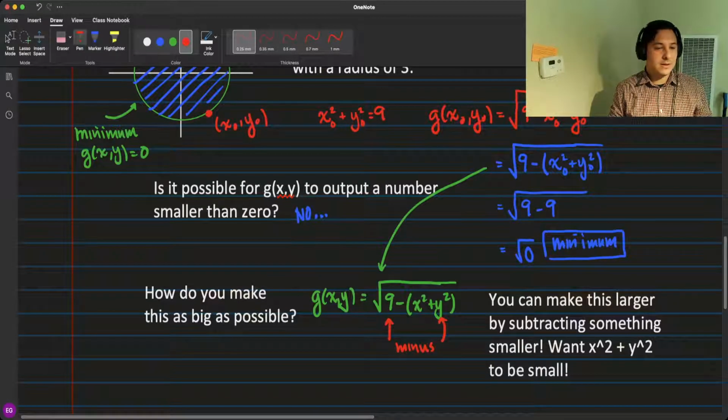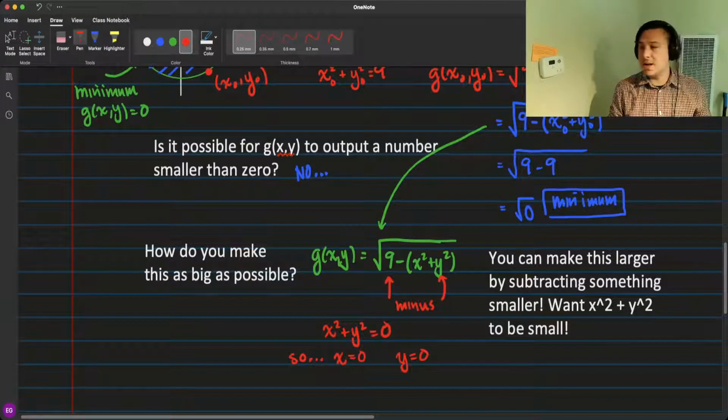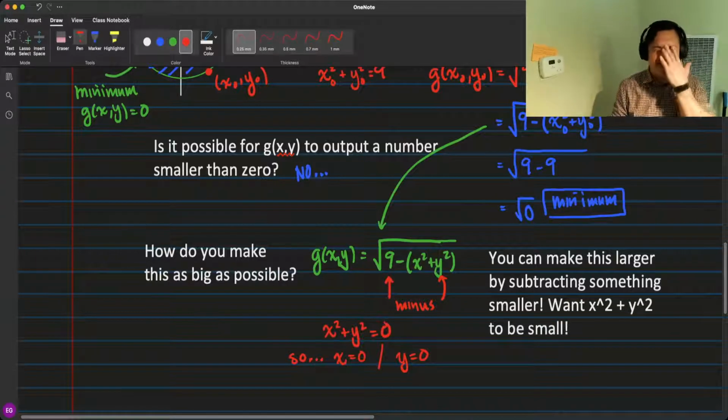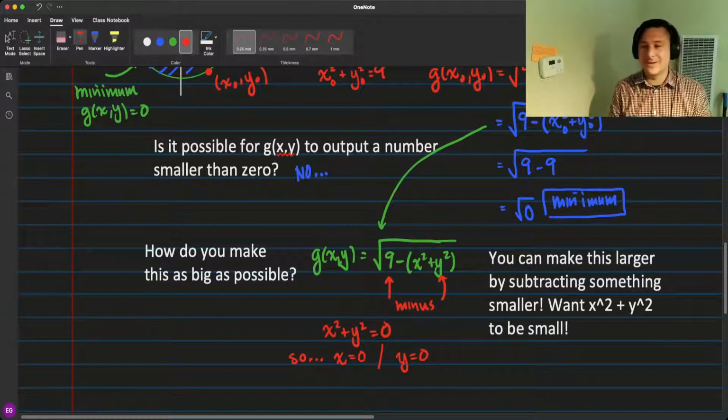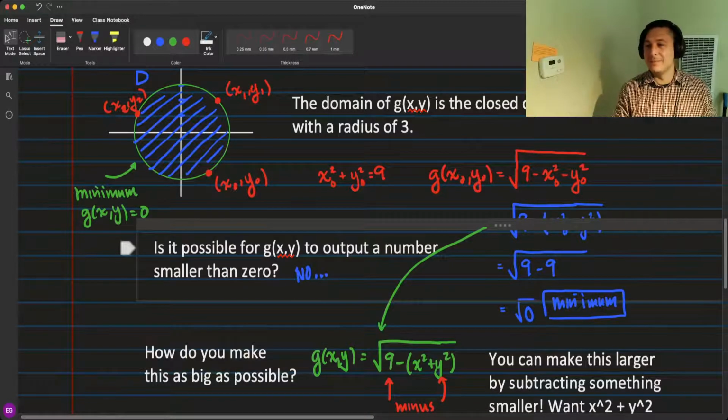So if you're subtracting 0, then x squared plus y squared equals 0. So in other words, what are x and y equal to? Oh, I already wrote it. My bad. So if you want to subtract as little as possible, x squared plus y squared has to be equal to 0, which means x is 0 and y is 0. So in other words, where in the domain do you achieve your maximum, apparently?